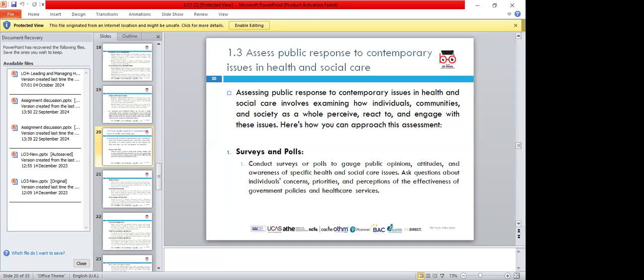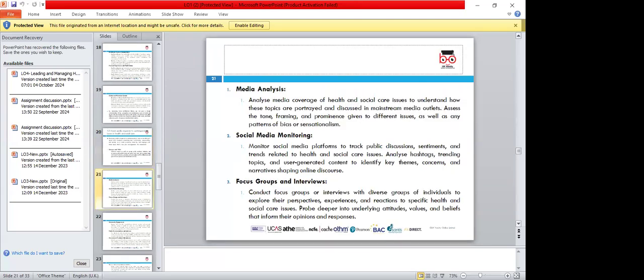One of it is that you conduct surveys or polls to gauge public opinions, attitudes, and awareness of specific health and social care issues. Ask questions about the individual's concerns, priorities, and perception of the effectiveness of government policies. So surveys where you put in samples or questionnaires to see the feedback. In your employment you can say feedback forms.